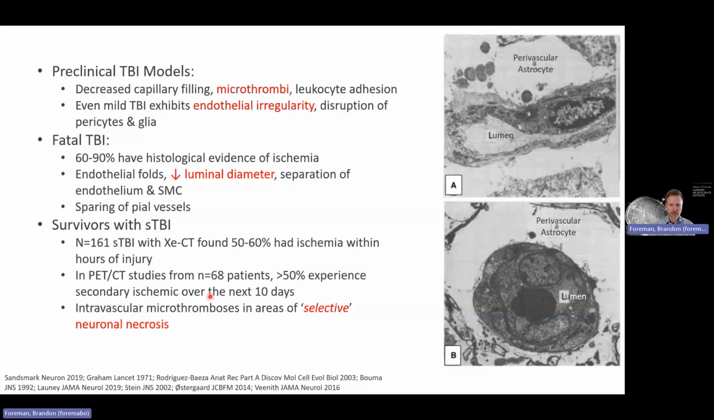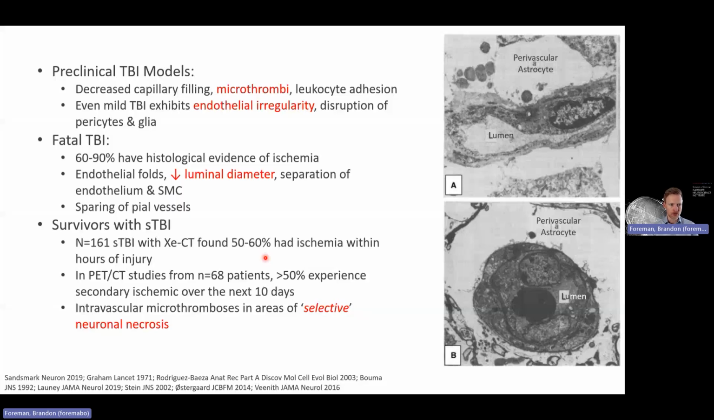This is the secondary brain injury that occurs, and it's clear from clinical and translational work that the majority of patients who experience fatal trauma have histologic evidence of ischemia. In a series of 161 survivors of severe traumatic brain injury undergoing xenon CT very early after injury, some 50 to 60% experienced ischemia. And over half of patients experience secondary ischemia over the course of the next 10 days.